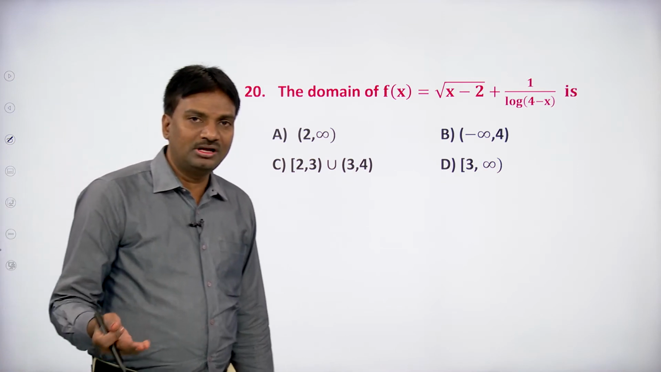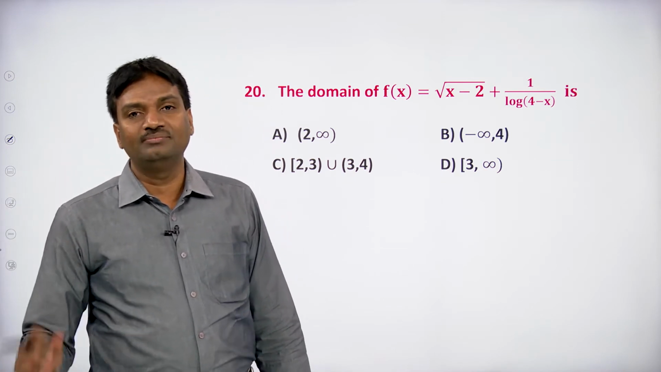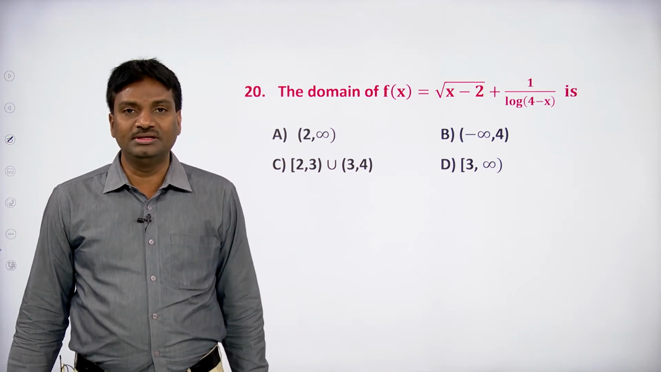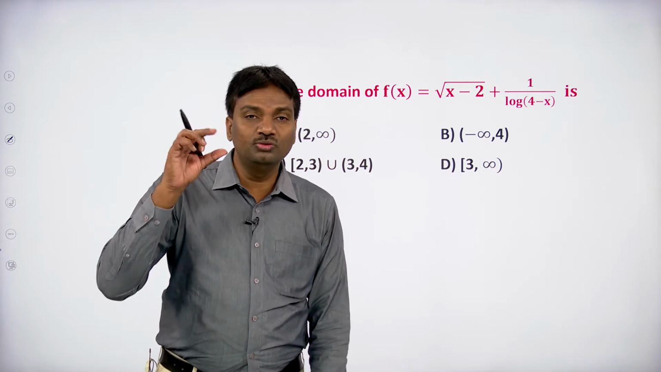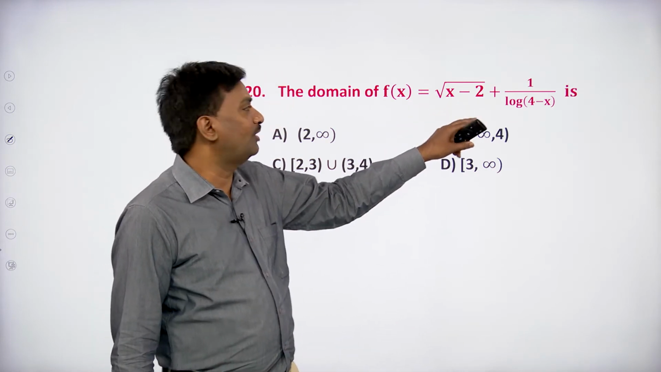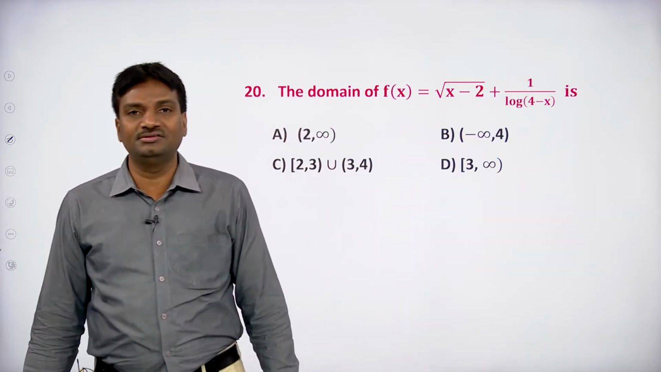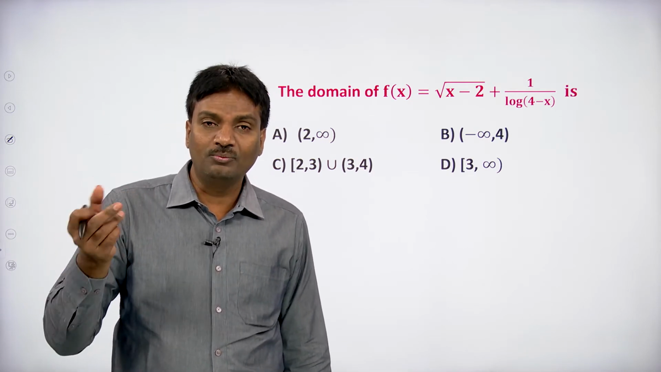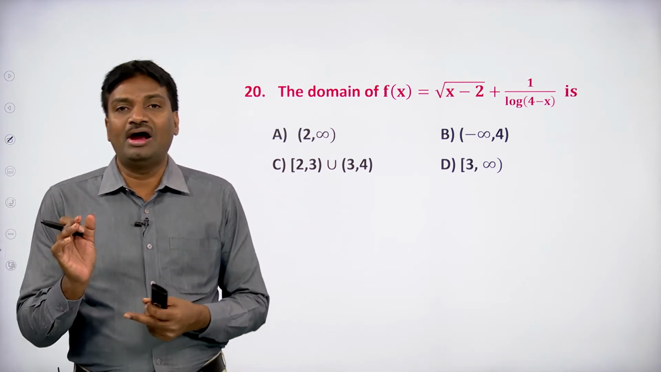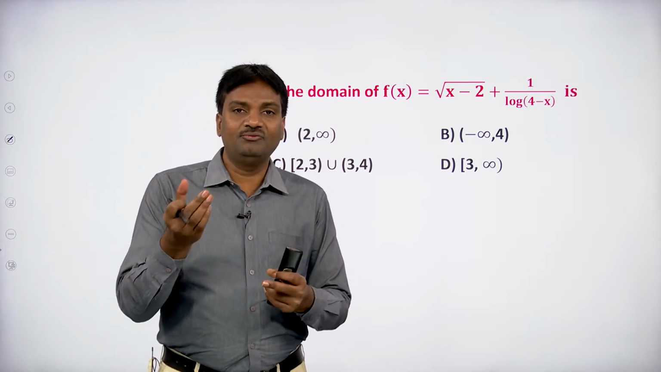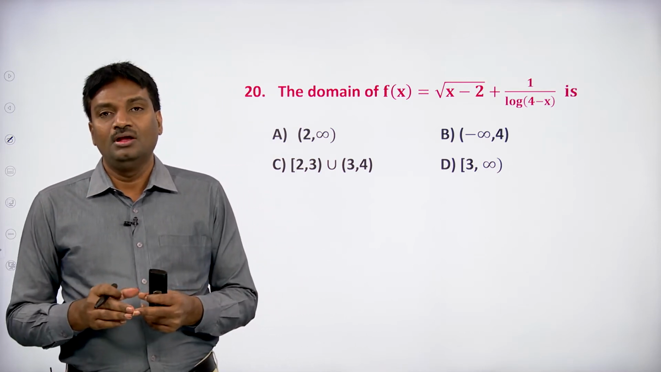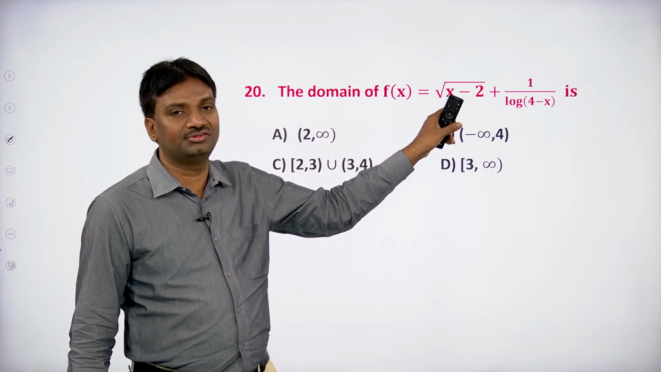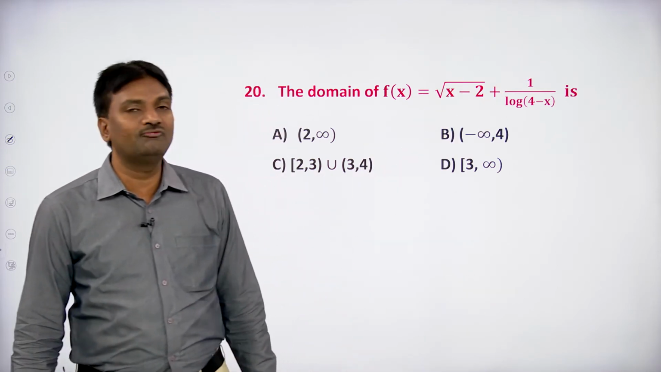So, in the above problems also we have found the domain of the given functions, but in the above problems we have only a single function. Here we have two functions. Root x minus 2 is one function, 1 by log 4 minus x is another function. When we have more than one function, then we have to find the domain of each function, then we have to take the common domain. So we have to take the values of x which satisfy the given two functions, root x minus 2 and 1 by log 4 minus x.